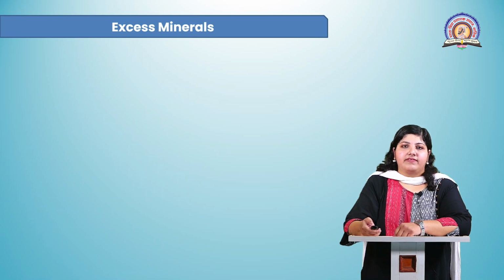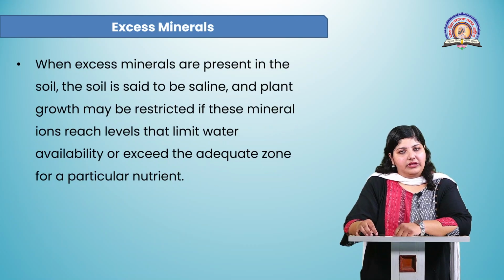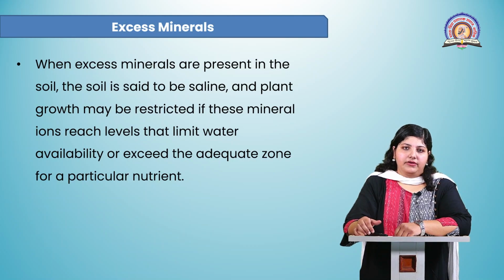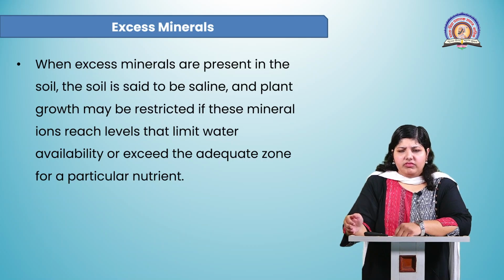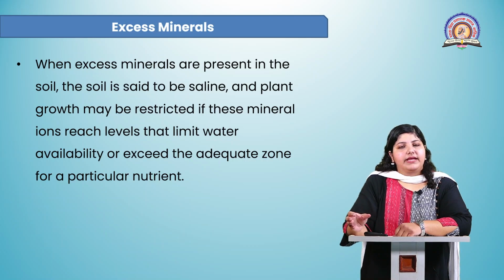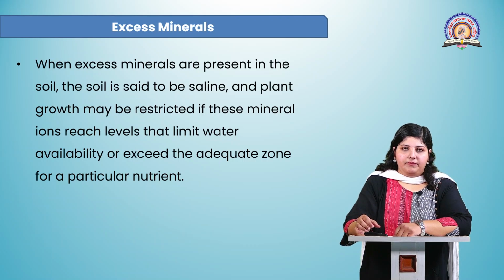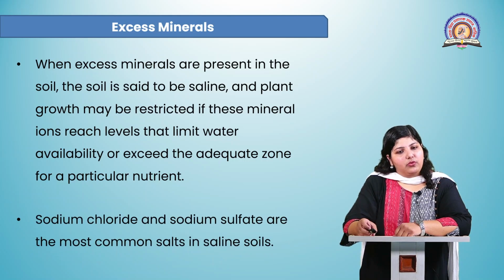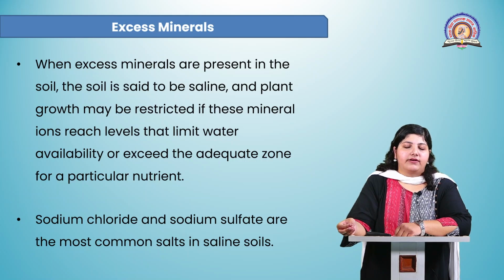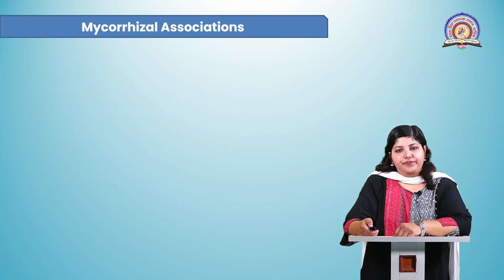Next factor is excess minerals. When excess minerals are present in a soil solution, they limit or hinder plant growth and development. When excess minerals are formed, the pH is in the alkaline range, and that hinders plant growth. Excess minerals, for example sodium chloride and sodium sulfate, are mostly found in arid soils or alkaline soils. So, this is one factor, that is excess minerals.